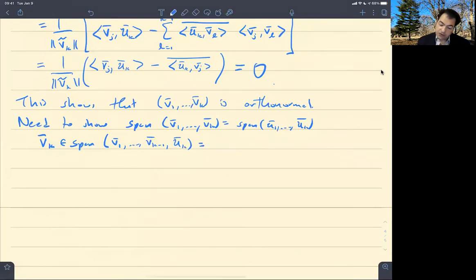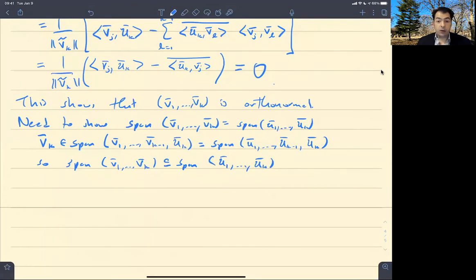So the vectors I need are Uk and V1 through Vk minus 1. Now, by inductive hypothesis, the span of the first few is equal to the span of corresponding U's. So this is equal to the span of U1 through Uk minus 1, and I add Uk. So the span of V1 through Vk is contained in the span of U1 through Uk. Okay, wonderful. So I have a vector space and then another vector space, and this one is a subspace of this one.